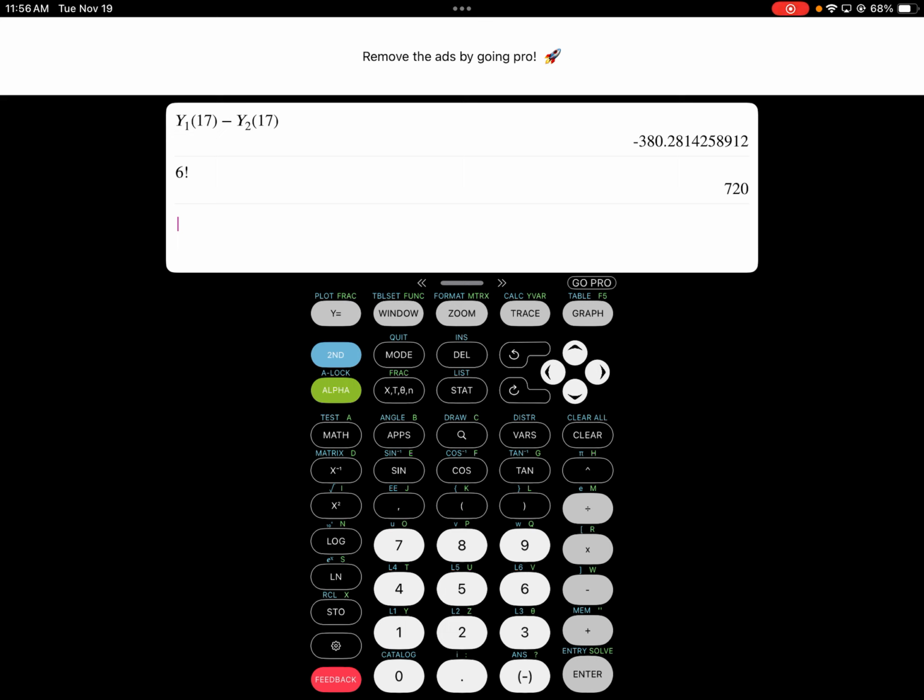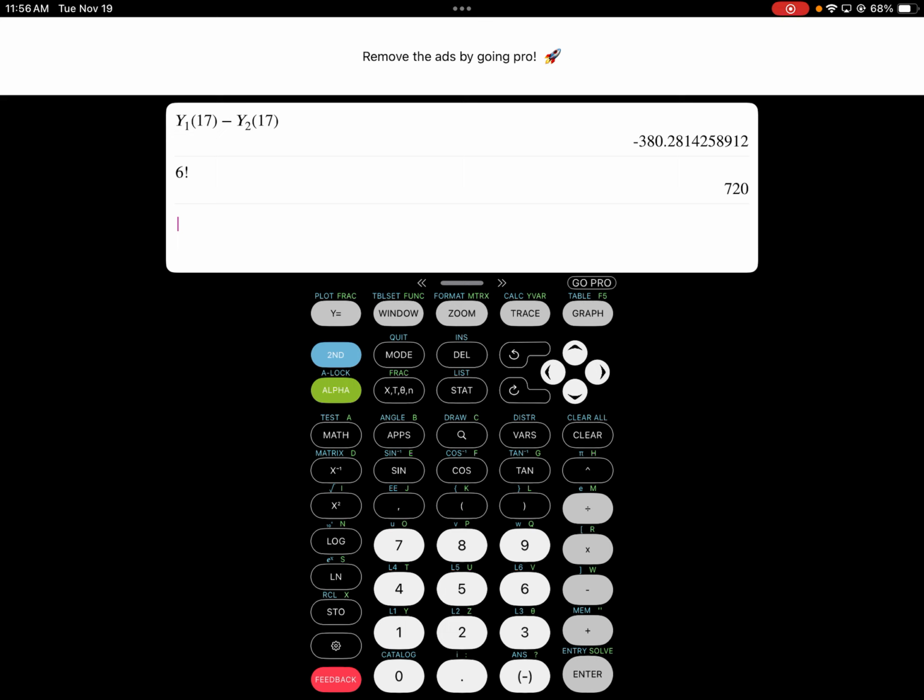Now, is that really necessary? Not for 6. But what if I had 95? You wouldn't want to type in 95 times 94 times 93 times 92 and so on and so on all the way to 1. You might want to use the button. So that's what it's for.